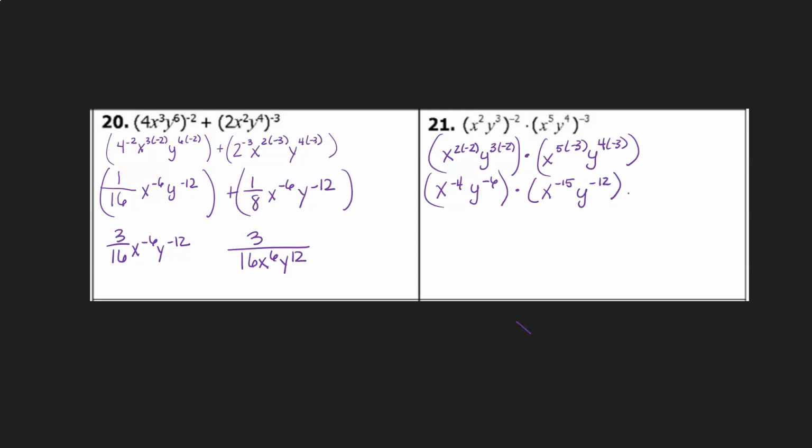Now we're multiplying, so we're really adding. So I have x to the negative 4 plus negative 15 power, y to the negative 6 plus negative 12th power. So that gives me x to the negative 19th, y to the negative 18th, which gives me y to the 18th over x to the 19th. There you go. Whew. That was a lot.